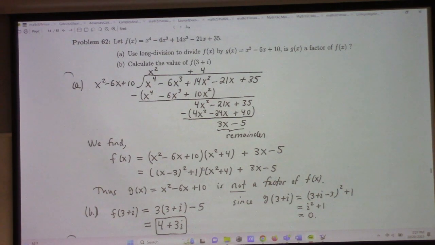So as I say over here, this g of x equal to that, g of 3 plus i is 0. So, yeah.